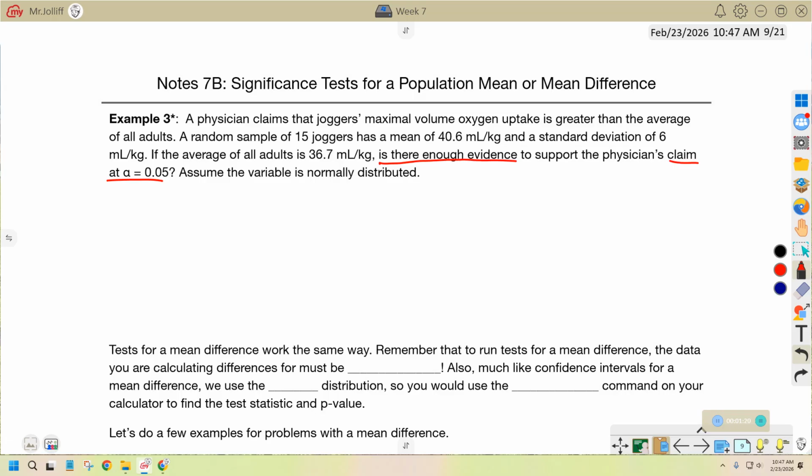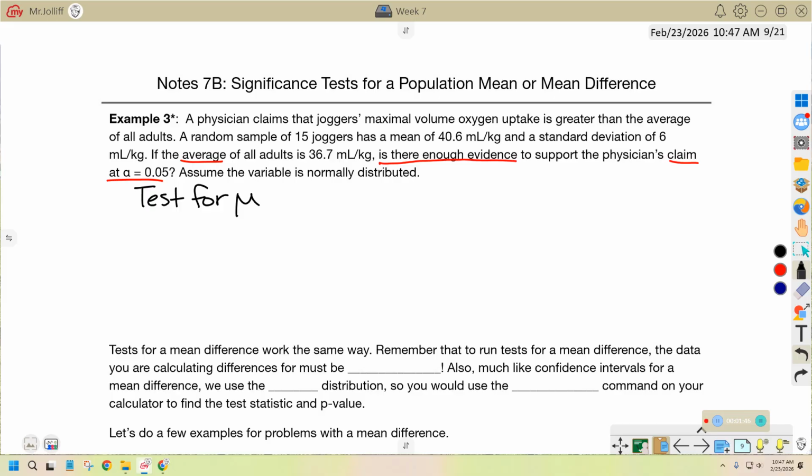And then the question is, what am I doing a test for? Is this a mean or a proportion? And I see the keyword average. So it's definitely a test for a mean. So I'm going to write test for mean. I need to decide at this stage whether it's a t-test or a z-test.